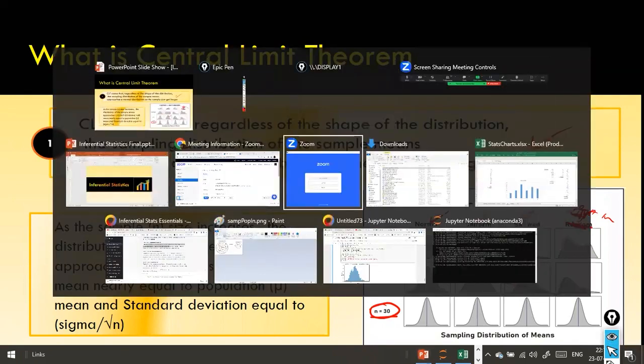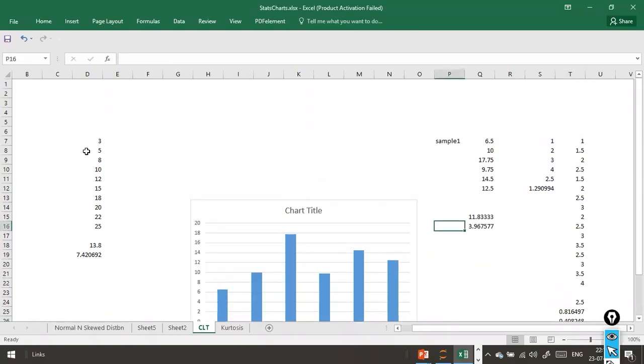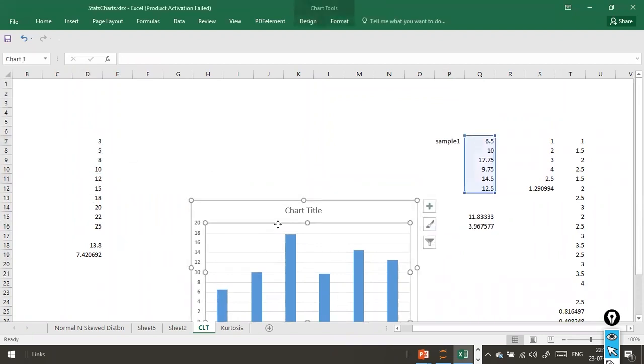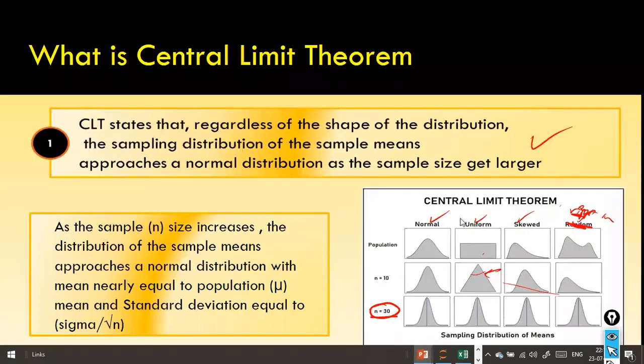For example, I'll show you here with this data I already have. Let's say you have a population, but make sure that when you draw a sample, you're drawing it from the same population. If your population is this one, you need to draw a sample from this one only. So your sample is supposed to be from the same population.